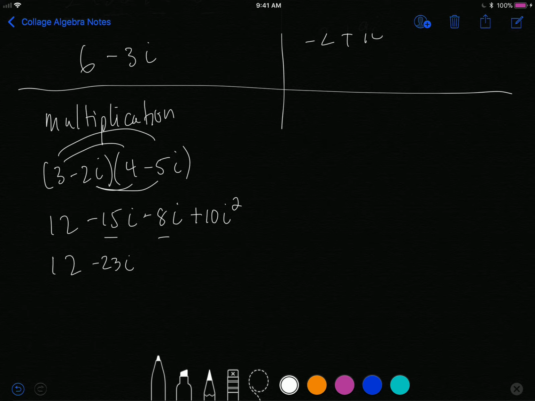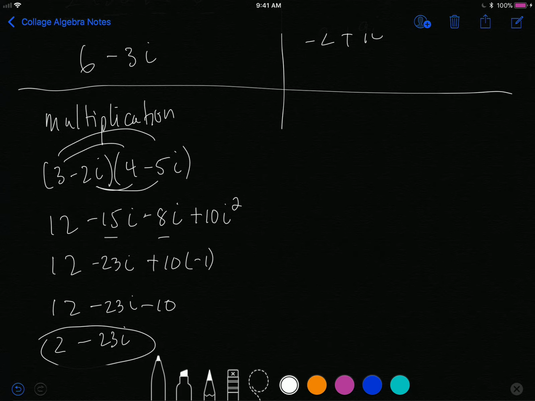And then plus 10, but i squared is negative 1, right? i is the only number that when you multiply it by itself, i squared, you get a negative answer. And so you get this right here. And so this is 12 minus 23i minus 10, which is simply 2 minus 23i. There we go. And that's how you multiply your complex numbers. Notice that when you multiply 2 complex numbers, you get another complex number. The i squared is key. You have to remember that i squared equals negative 1.